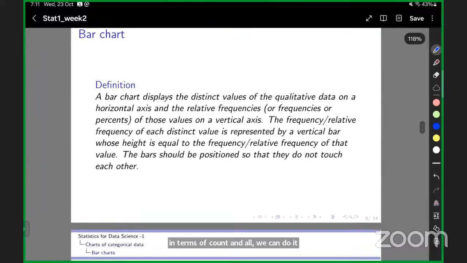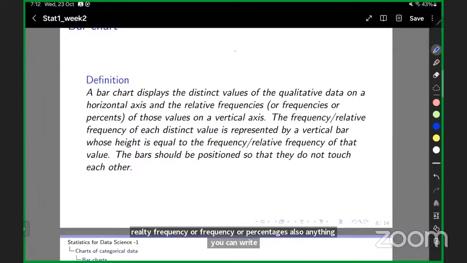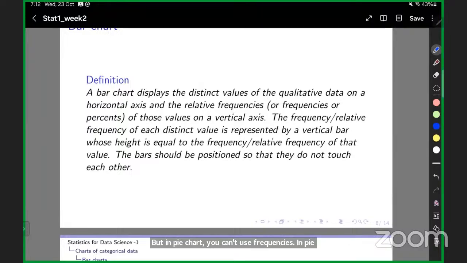Okay. Then another way to represent data is with bars. We can write counts on them and something like that. So a bar chart displays distinct values of qualitative data on a horizontal axis, and relative frequencies, frequencies, or percentages also. Anything you can write in a bar chart. But in a pie chart you can't use frequencies. You can definitely have relative frequency or percentages, because it should all end up being 1 or 100%.